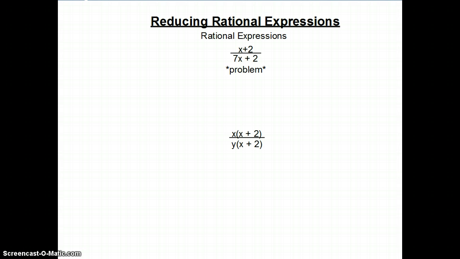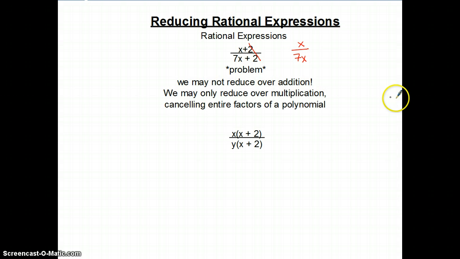Now we're going to take this into a more advanced type of reducing rational expressions. When you see this first expression that I've given you, your initial thought might be, let's cross out the 2's, leaving me with x over 7x. And maybe, since you see an x in the numerator and in the denominator, you might want to cross those out. However, there's a problem. Our problem is that we are not allowed to reduce over addition. This plus sign right here tells us that we are not, in fact, allowed to cancel out those 2's.